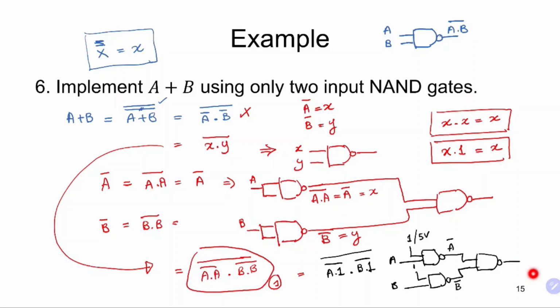which means that I put one of the inputs to be a logic 1 or a high voltage, then the output will be an inverse of the other input. This is the second solution. Either this one or this one. Is that okay?